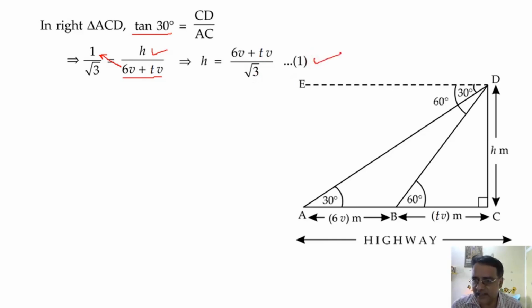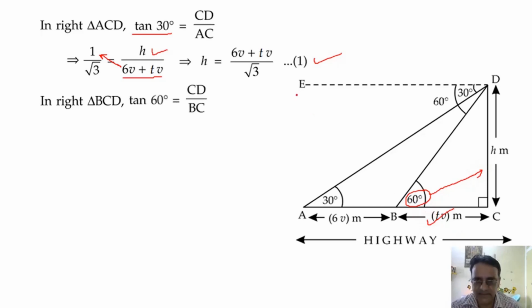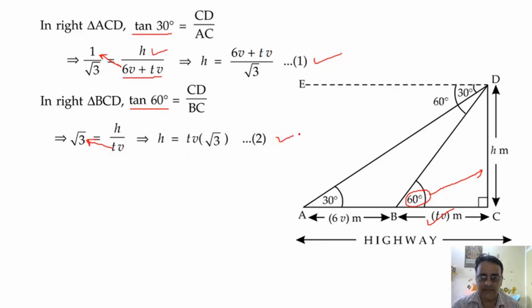Now we are going to take the other triangle, that is BCD. Here also we are using 60 degrees as the reference angle. This is the opposite side and this is the adjacent side. So tan 60 we are going to use, that is opposite by adjacent, CD by BC. What is the value of tan 60 degrees? Root 3. Okay. So root 3 is equal to h upon tv. फिर से cross multiply कर रहे हैं तो h मिल जाएगा tv into root 3. Let it be equation number 2.